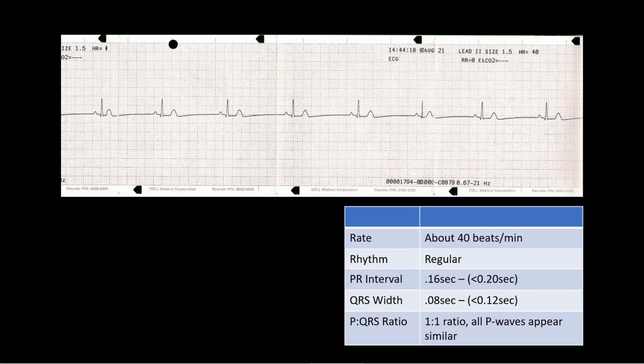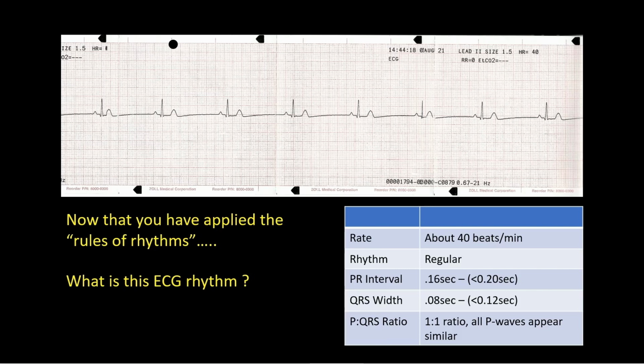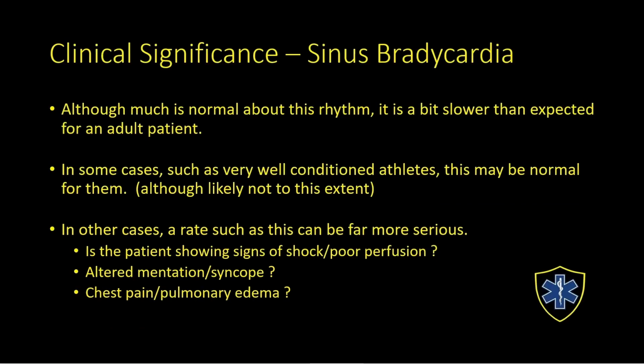So we've got a rhythm. The big difference is it's got a heart rate under 60, but everything else fits the normal criteria. So based on that, what would we say this rhythm would be? This would be indeed sinus bradycardia. It meets the other 4 rules of a regular normal sinus rhythm. The only difference between a normal sinus rhythm and a sinus brady is it's under 60 beats a minute. So now, what would the clinical significance be of a sinus bradycardia?